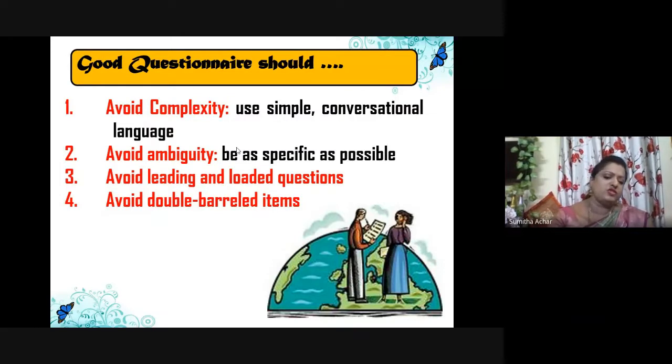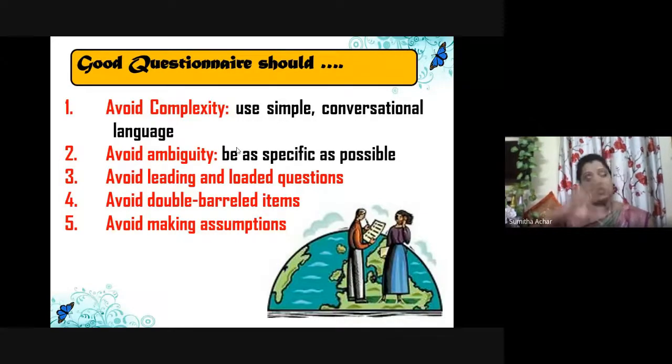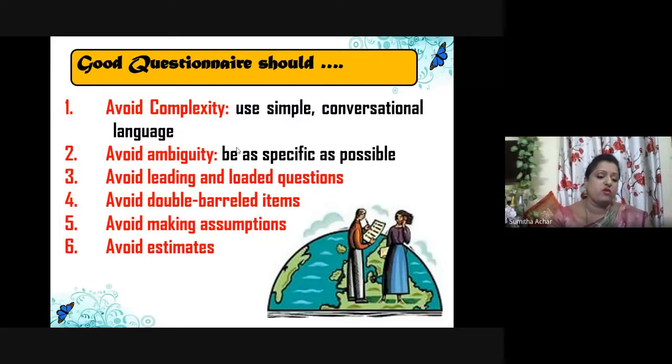You ask two questions together. For example, is the Coca-Cola tasty and refreshing? Right? If a respondent says yes, whether he said yes for tasty or yes for refreshing, you do not have clarity on this. The next is to avoid making assumptions, right? You cannot assume that the respondent knows everything and then go ahead and ask about the concept. So you should avoid assumptions.